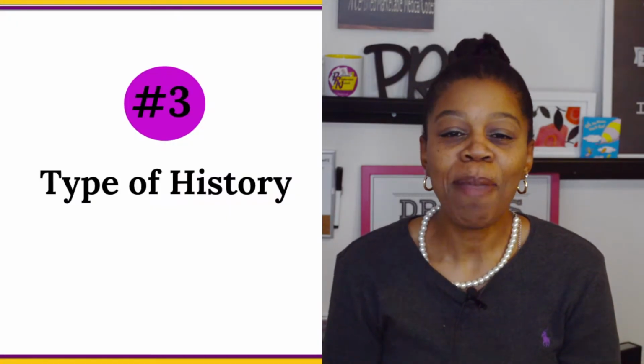Number 3, type of history. The history is one of the defined key components of an evaluation and management service. There are components that make up the type of history. We will not get into the details of that in this video. There are 4 types of history: problem-focused, expanded problem-focused, detailed, and comprehensive.